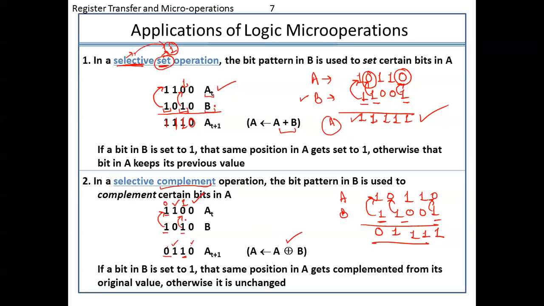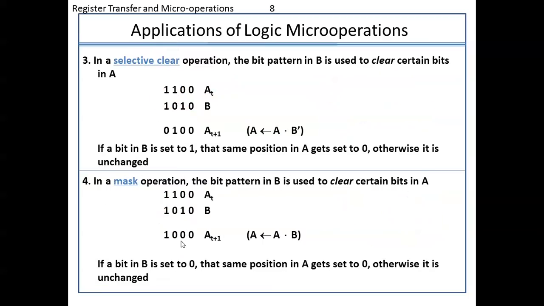See, for 0 0 we are getting 0. For the complemented values, the alternate values, the output is equal to 1, and for the same value the output is equal to 0. In the same way, the next third operation will be performed, whose name is selective clear. It means on the selected bits of register A, I need to clear them to 0.